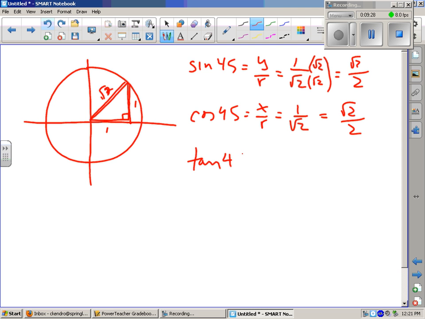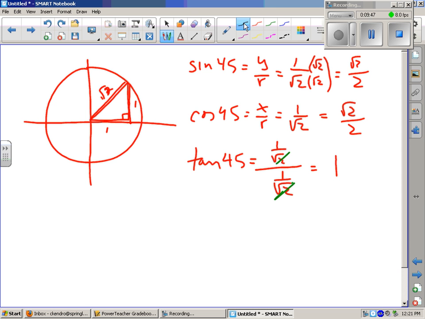Tangent is going to be sine over cosine. Well, we have a number over itself, so it's going to reduce down to 1. Or you can think, all right, I'm going to cancel that and that. And so 1 over 1 is 1.